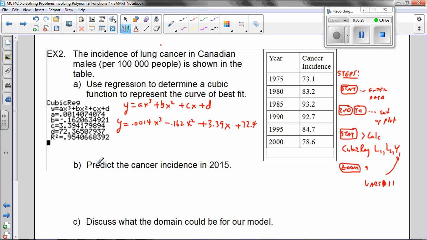Dandy. They weren't asking us to graph it or sketch it, so that was bonus learning for you. Fantastic. Predict the cancer incidence in 2015. Well, that's 40 years from now, so that's x equals 40. So one thing we could do, and we've practiced this, is grab this 40 and jam it in this nasty function and then just press equals. That's possible.